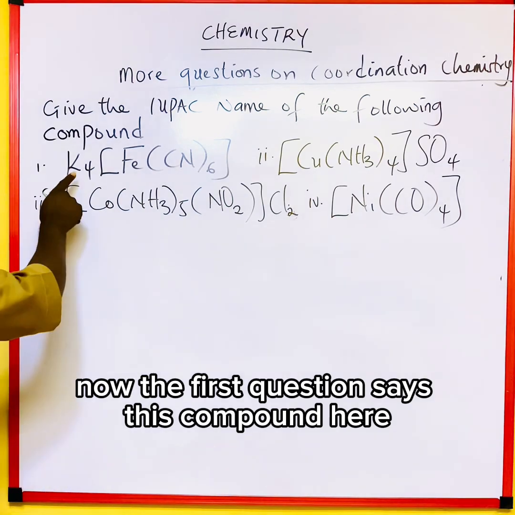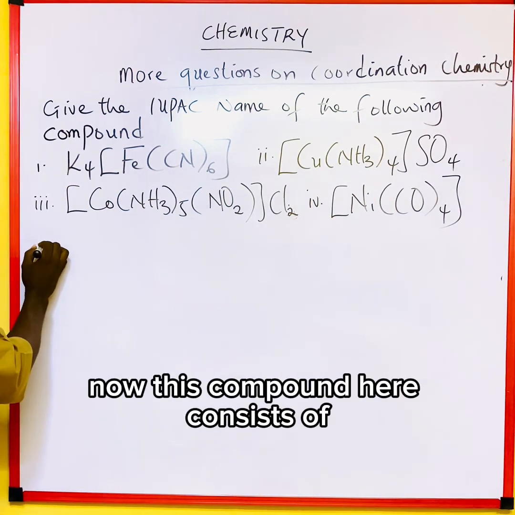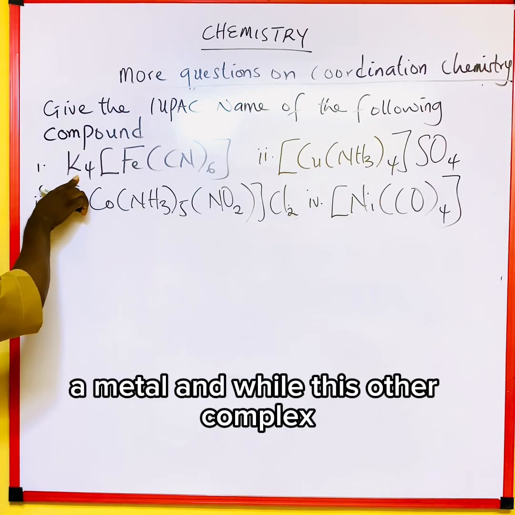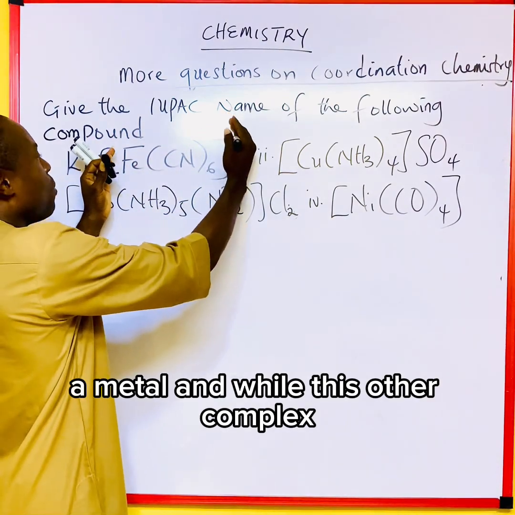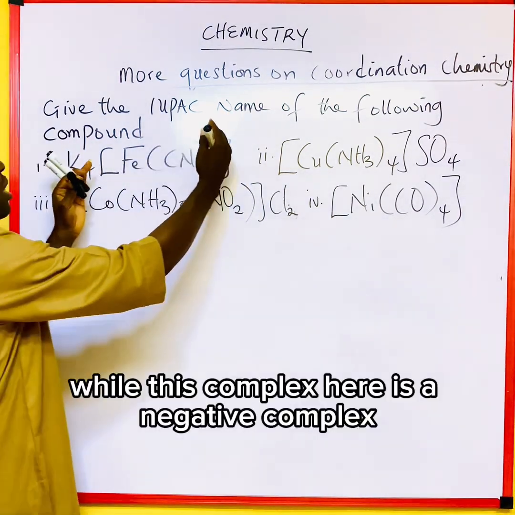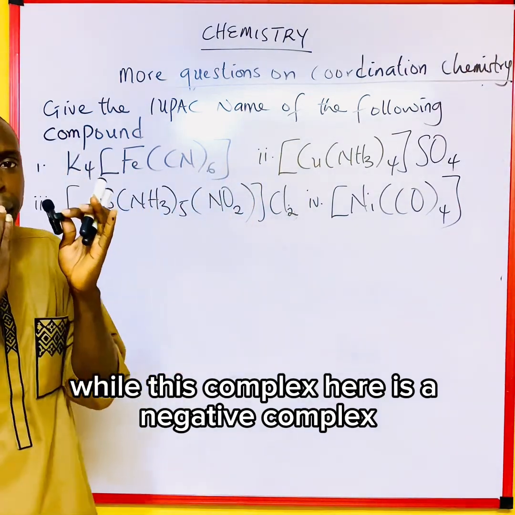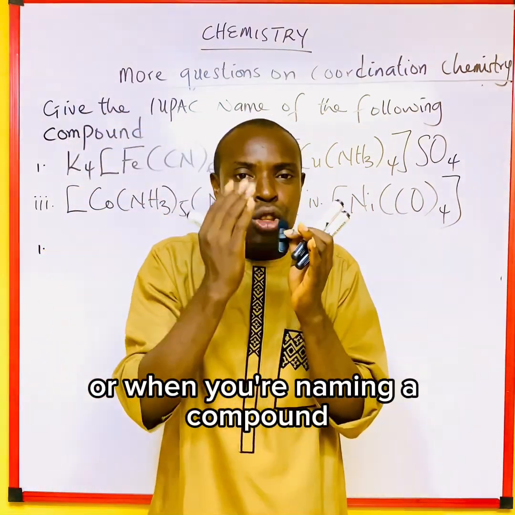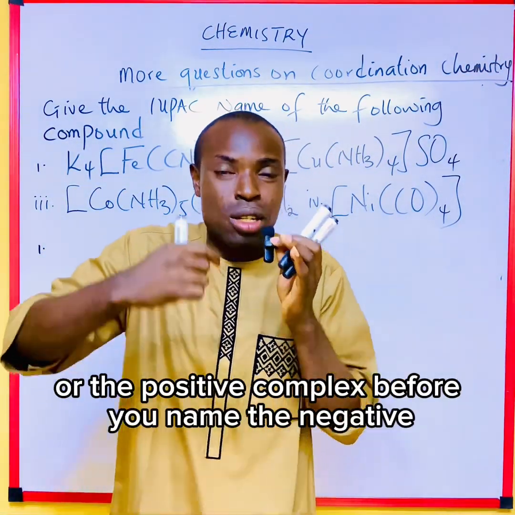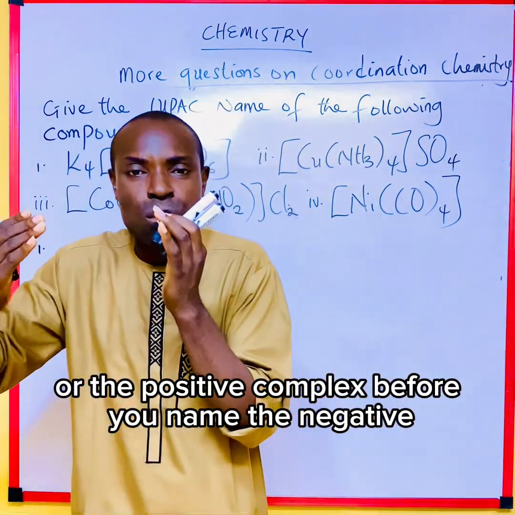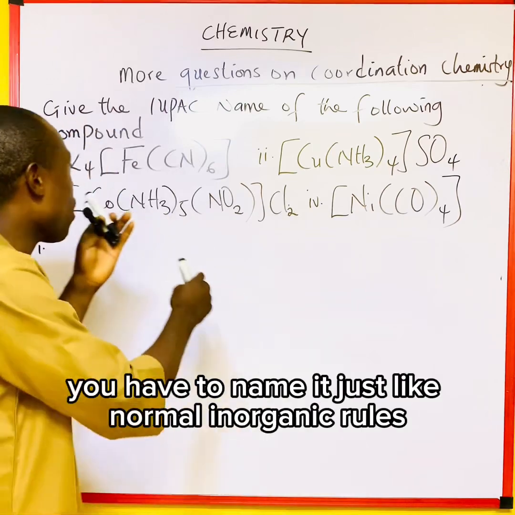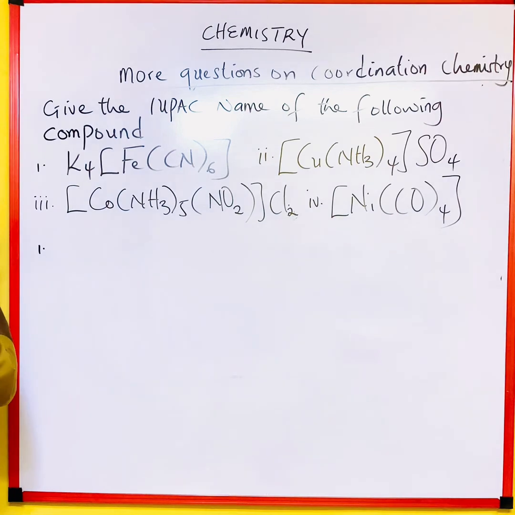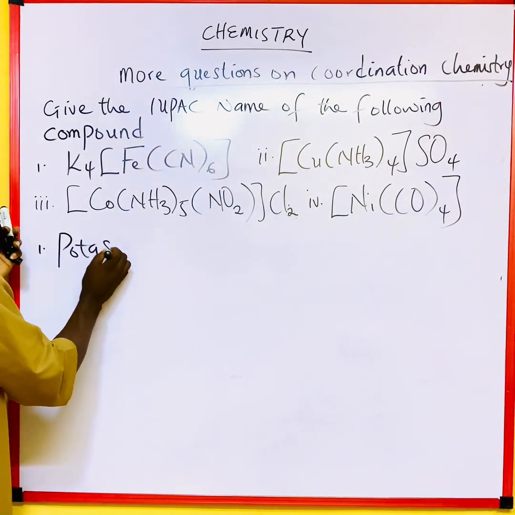Now the first question says, we have to name this compound. This compound here consists of a metal, while this complex here is a negative complex. And take note, while you are naming a compound, you name the positive element or the positive complex first, before you name the negative complex. Here, you have to name it just like normal inorganic rules. What do you do here? You name it first. This is what we call potassium, right?